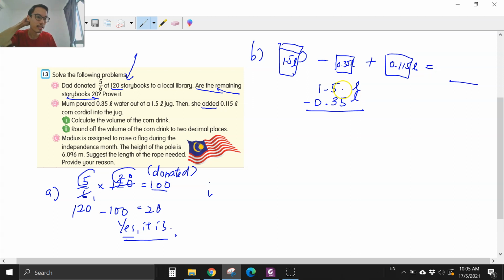Now can you see there's nothing here. Yang atas 5 ni kosong kan? Kau kena letak kosong. Okay? And then you minus. So tak cukup, pinjam dari 5. So plus 10 minus 1. And then you minus. Titik jangan lupa, liter jangan lupa. And then plus 0.115. So 5, 6, 2, 1.